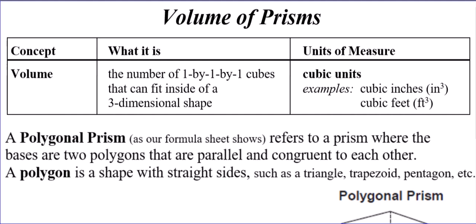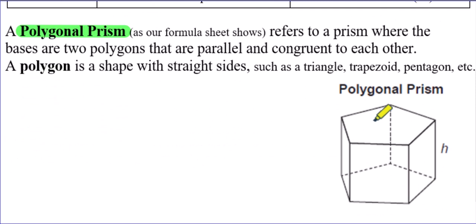All right, let's talk about how this guided notes is going to start, specifically talking about polygonal prisms. Now, our formula sheet will show you, I believe in the bottom right-hand corner, the polygonal prism. What does that really refer to? It refers to a prism where the bases are 2 polygons that are parallel and congruent to each other. Now, what do I mean by polygons? I'm talking about shapes with straight sides. Could be triangles, could be trapezoids, could be rectangles, could be pentagons, as you see here.